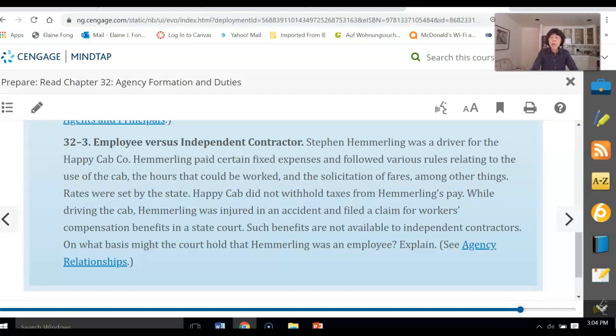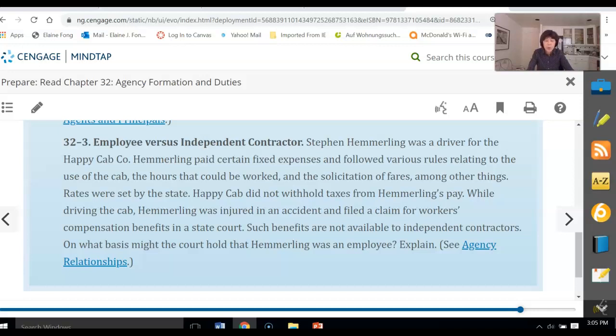Stephen Hemmerling was a driver for the Happy Cab company. Hemmerling paid certain fixed expenses and followed various rules relating to the use of the cab, the hours that could be worked, and the solicitation of fares, among other things. Rates were set by the state. Happy Cab did not withhold taxes from Hemmerling's pay. While driving the cab, Hemmerling was injured in an accident and filed a claim for workers' compensation benefits in a state court. Such benefits are not available to independent contractors. On what basis might the court hold that Hemmerling was an employee? Explain.